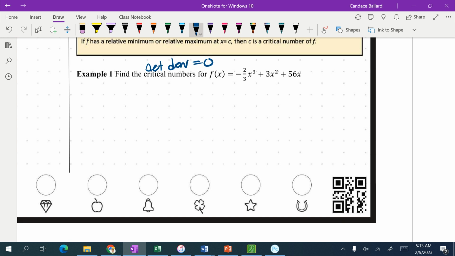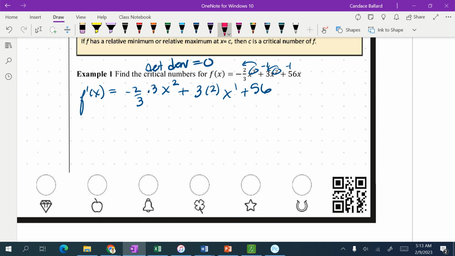So the first thing we have to do, the calculus we need to do, is take a derivative. So f prime of x equals... we're going to keep our negative 2/3. Remember, our 3 is going to get thrown out front. So 3x, we're going to subtract 1, which is squared. Plus, we're going to keep our 3 out in front. We're going to take the 2 and move it to the front. So 2x, subtract 1 to the first. And then the derivative of 56x would just be 56.